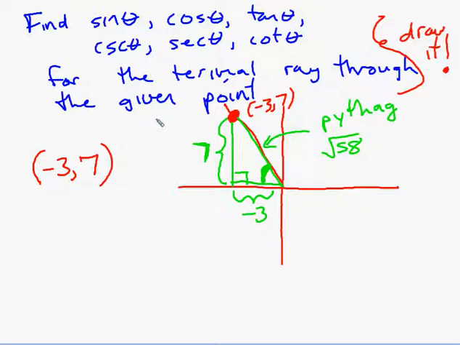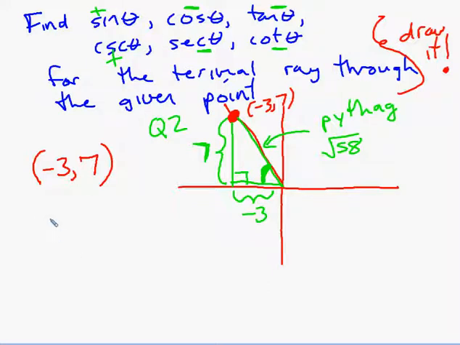So I want to know which quadrant I'm in. I'm in quadrant number 2. So sine is positive, cosine is negative, tangent is negative, which means cosecant is positive, secant is negative, and cotangent is also negative, because these are reciprocals.